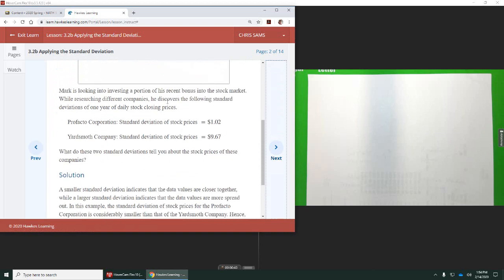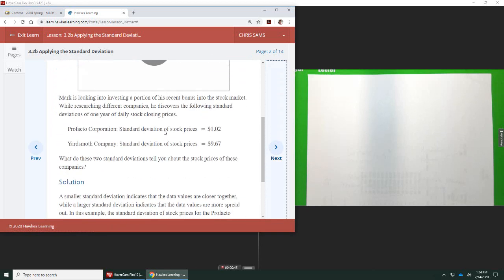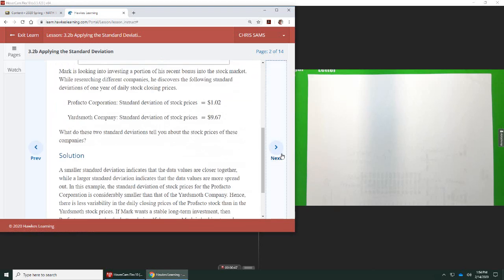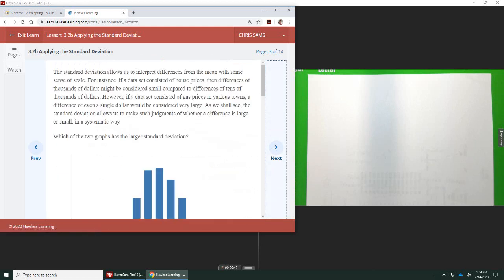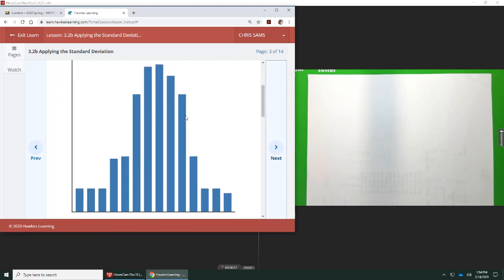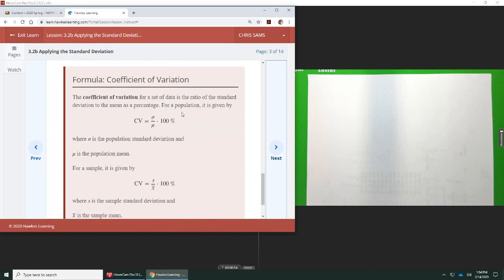So they right off the bat show you an example of applying standard deviation. I will show you my examples. You are free to look at the ones provided in Hawks. One of the first things they show you is the coefficient of variation. So this is noteworthy. You will need this formula.